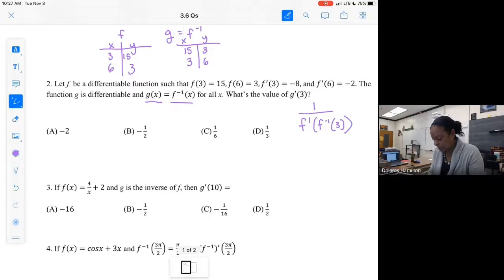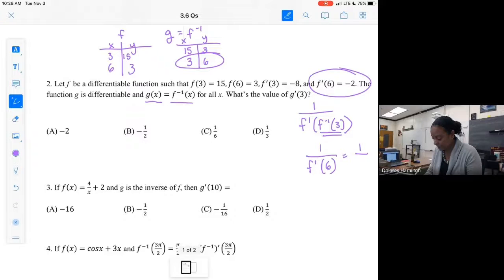So do we know what f inverse of 3 is? Yes, we do. So I know that I can replace f inverse of 3 with what it equals. It's 6. So this now becomes 1 over f prime of 6. So now we've got to look at the values and see, do we know what f prime of 6 is? Well, we sure do. It's right there. It's -2. So that gives us 1 over -2. And that's letter B.